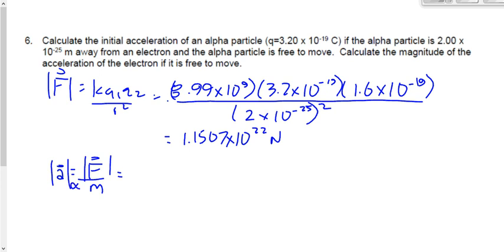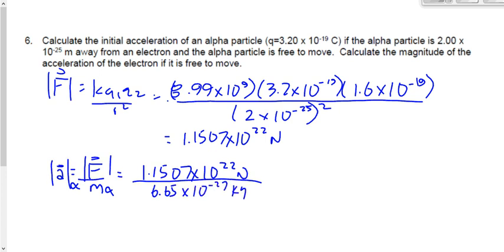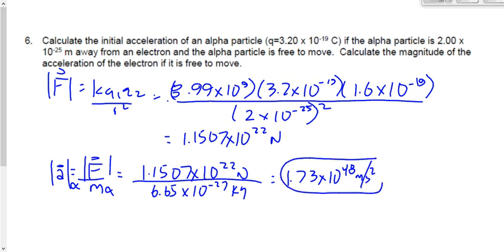If you want to find the acceleration of the alpha particle, then let's use the mass of the alpha particle, which is on your data sheet. And that's going to be 6.65 times 10 to the minus 27 kilograms. And we do the math on that, it works out to be 1.73 times 10 to the 48 meters per second squared. That is a very, very, very large acceleration.